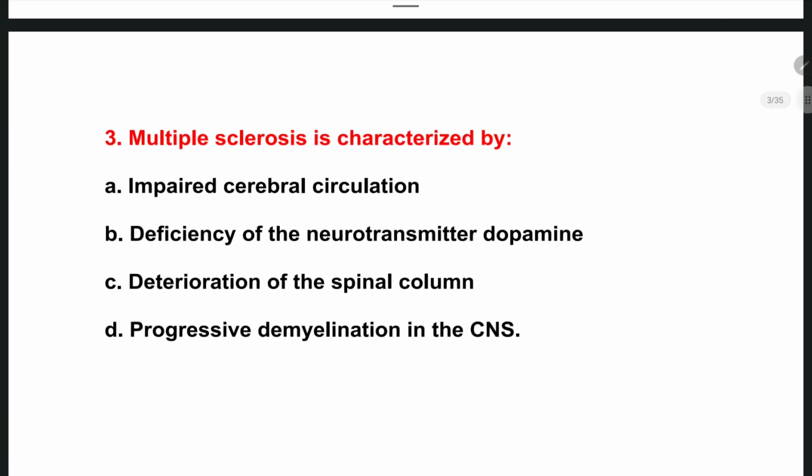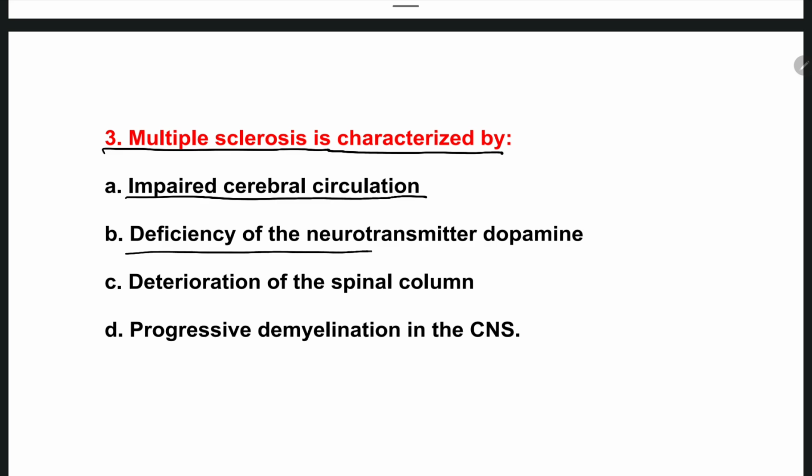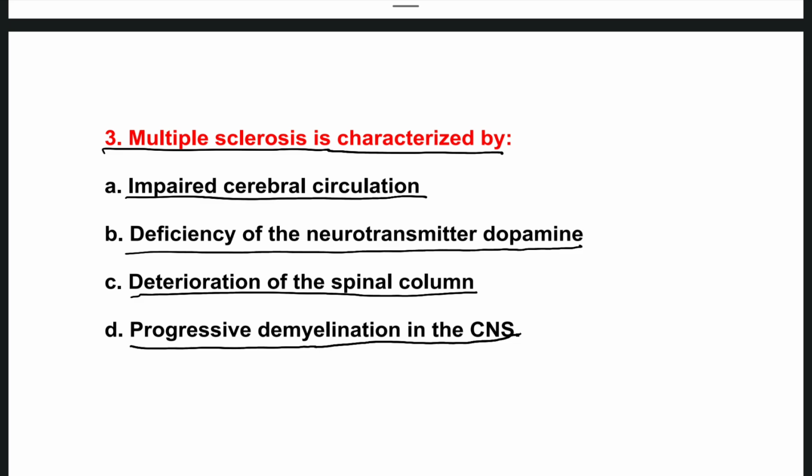The next one is: multiple sclerosis is characterized by? Options are impaired cerebral circulation, deficiency of neurotransmitter that is dopamine, deterioration of the spinal column, progressive demyelination in the central nervous system. So what will be the right one? The right option is option D, progressive demyelination in the central nervous system.